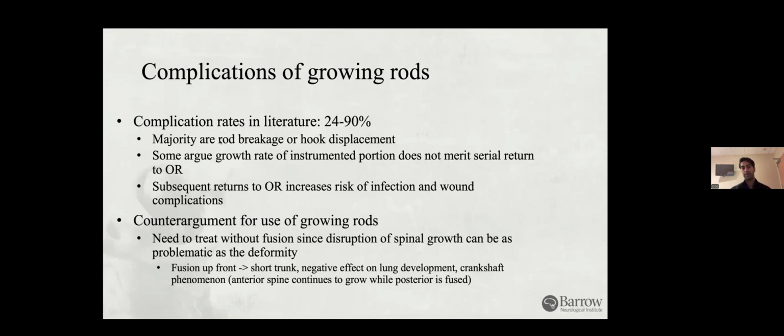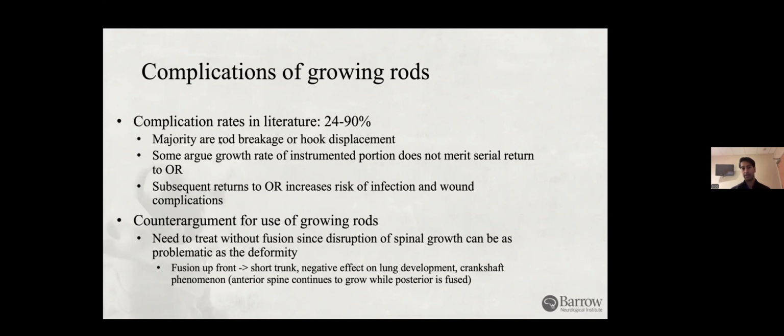The argument for the use of growing rods, though, is that if you treat with fusion, you can cause disruption of that spinal growth curve, which would be as problematic to the patient as the deformity itself. So, for example, if you were to fuse up front before the patient's completed growing, you could have a short trunk. The lungs would be hypoplastic because they don't have enough room to develop.